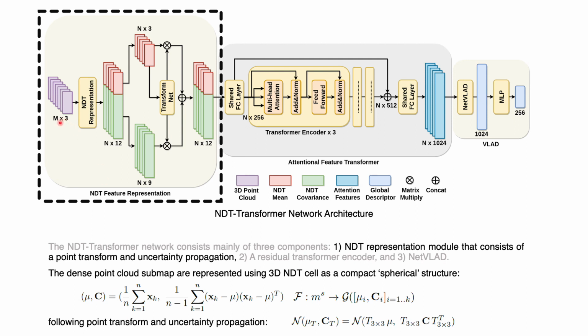The input of the NDT representation module is a 3D point cloud submap. Then the submap is represented using 3D NDT cells, and each cell is a multivariate Gaussian. With the transform net, the 3D points and covariance matrices can be transformed separately and form the cells in canonic view.